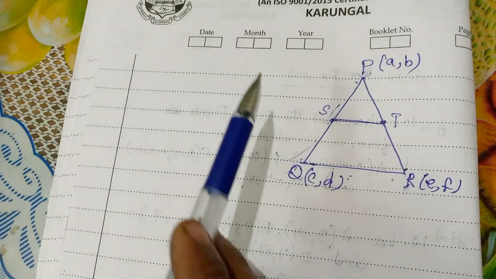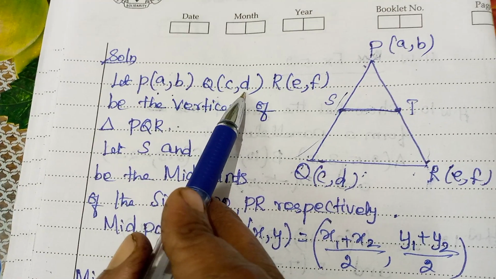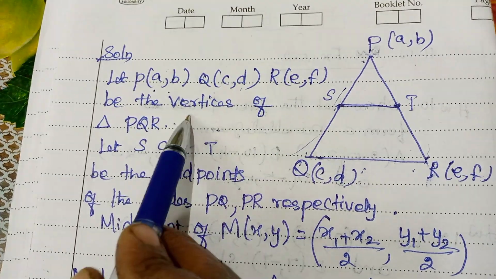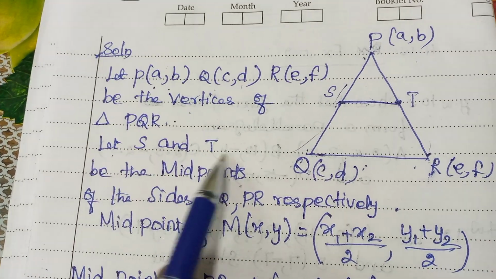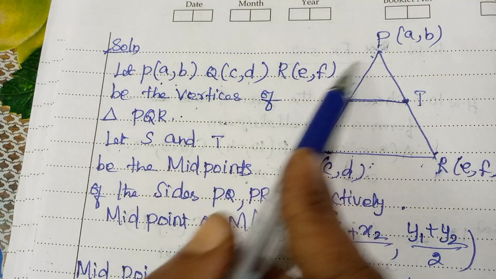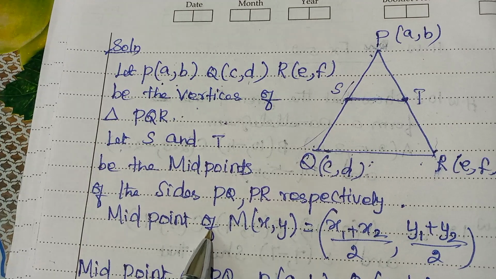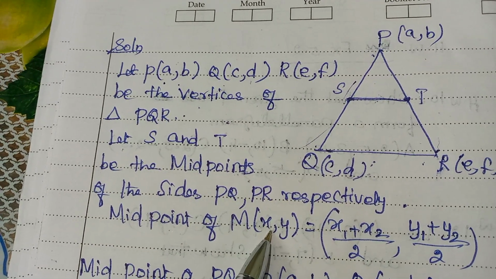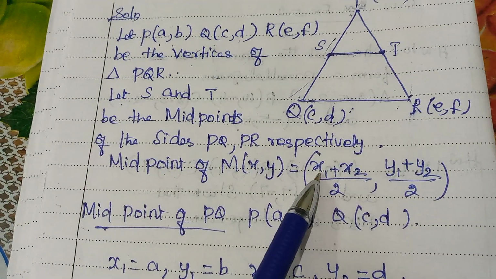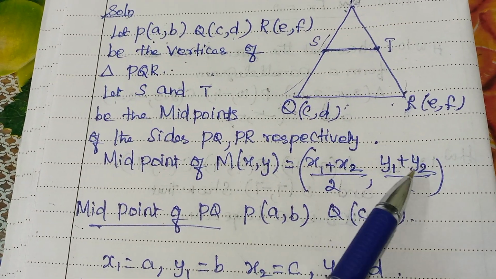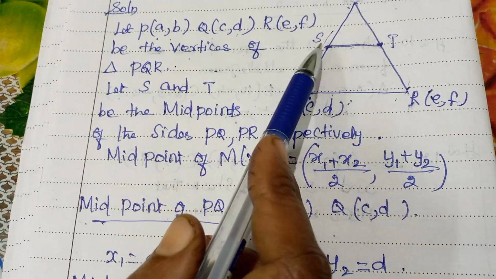Let us take P of A comma B, Q of C comma D, R of E comma F be the vertices of triangle PQR. Let S and T be the midpoints of the sides PQ and PR. What is the midpoint formula? Do you remember? You are thorough with this formula, no? The midpoint formula is X1 plus X2 by 2 comma Y1 plus Y2 by 2. Let us find the midpoint of PQ. We get the S point.